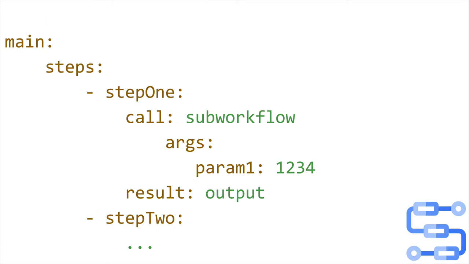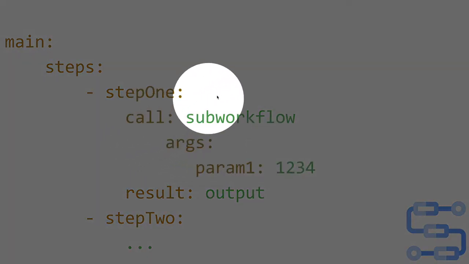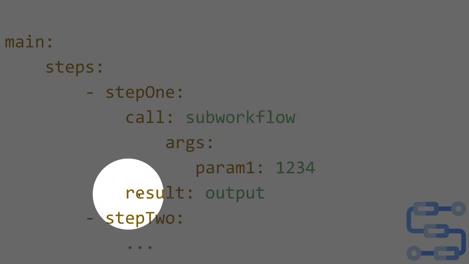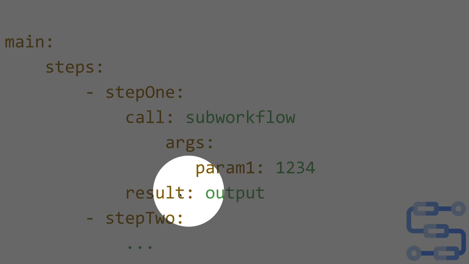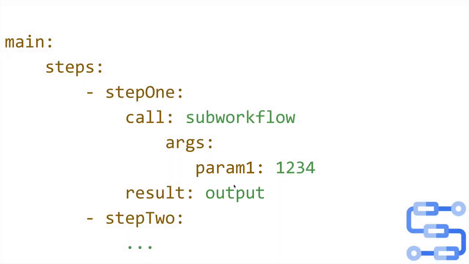How to use this sub-workflow? You're going to use the call syntax, call the name of your workflow. You're going to pass the arguments, and then the result which is returned by the sub-workflow will be in this output variable. And then you can call that sub-workflow as many times as needed.